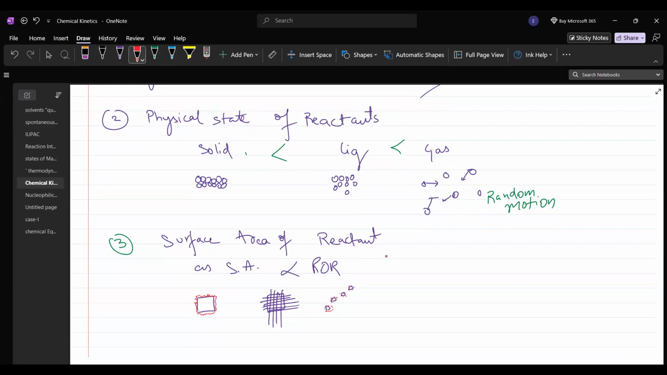One can easily understand that sugar powder will easily dissolve than big sugar cubes in water. So this is just because of increase of surface area.